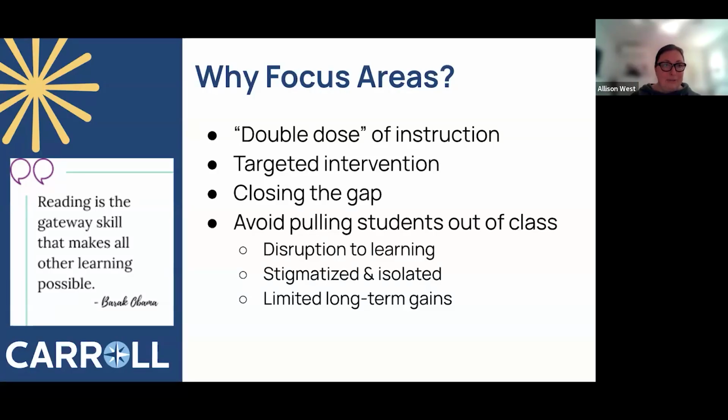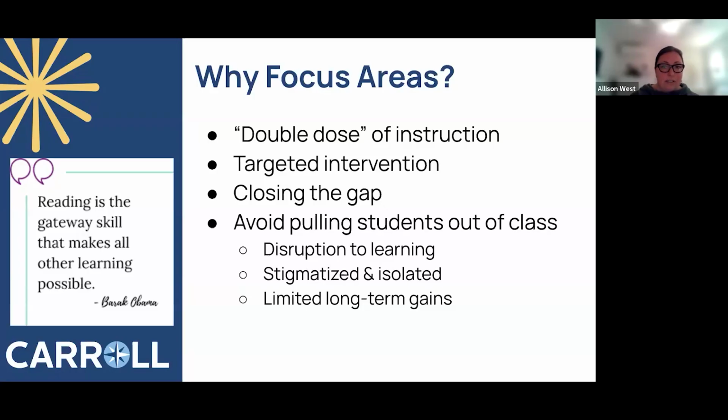And here's the best news. Kids don't have to miss another class in order to get that instruction. There is no such thing as a pull-out service at Carroll. These focus area classes are actually baked right into every student's schedule.